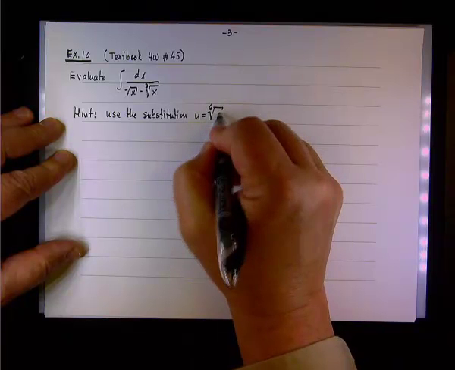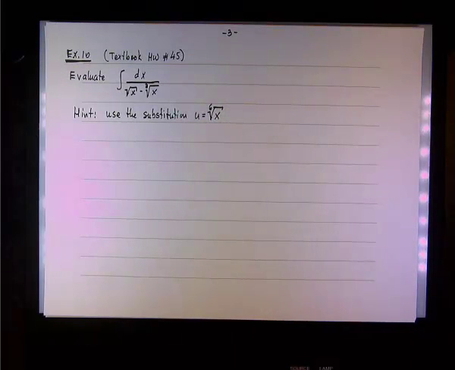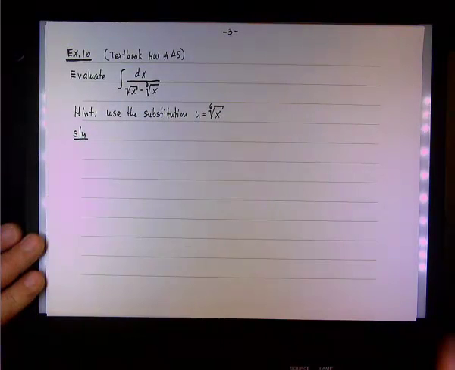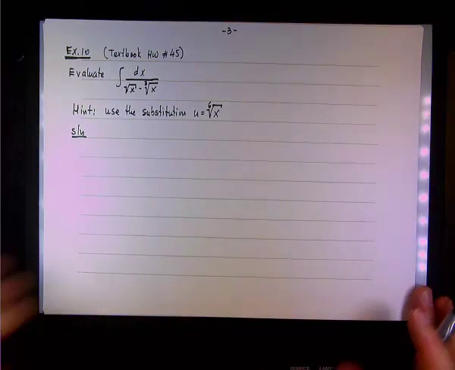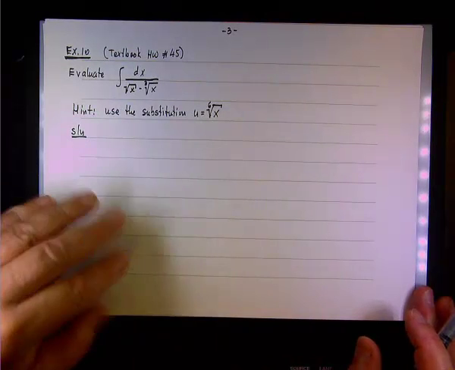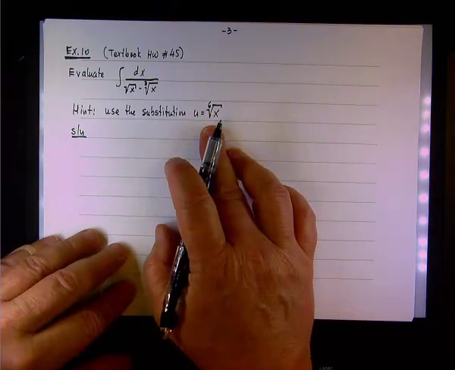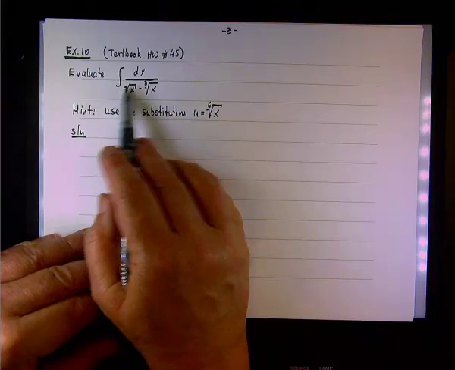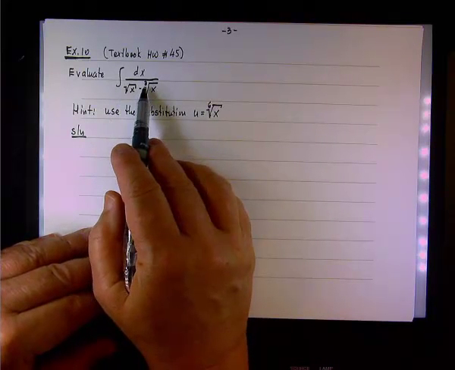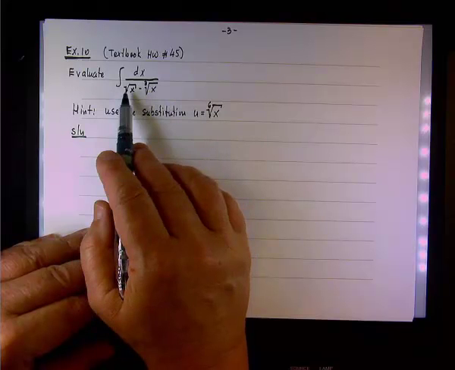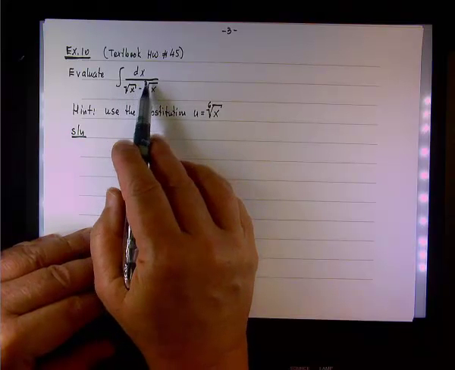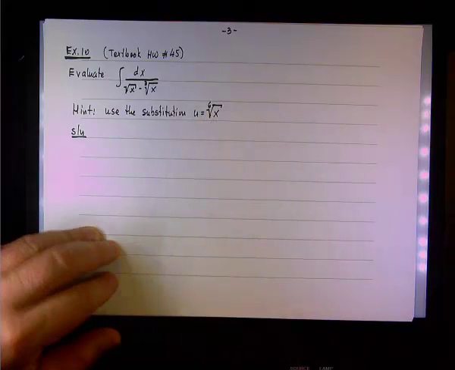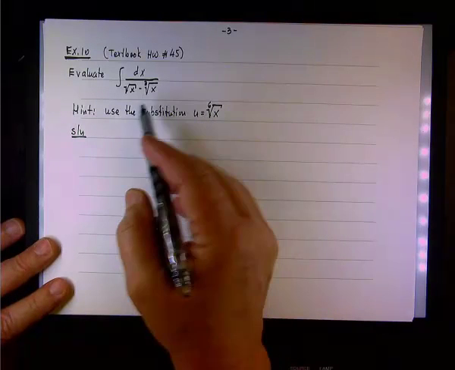u equals the 6th root of x, which is really smart advice. I mean, without this hint, it would be very difficult. Eventually some of you would have come up with this substitution, but this is a good substitution because it includes both the square root and the cube root. Remember, this is x to the 1/2, and this is x to the 1/3, and this is x to the 1/6, which is the common denominator.